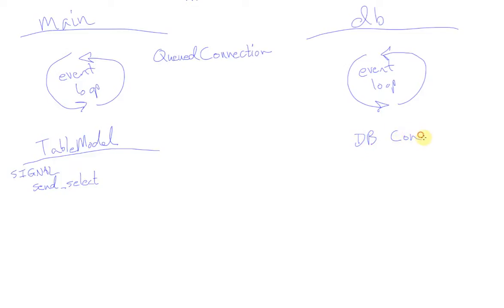some kind of DB connection object or DB class interfacing with the DB connection object, and it's going to have a slot that will be receive select, and it will have a signal that will be send select end, and this guy will have a slot that will be receive select end.